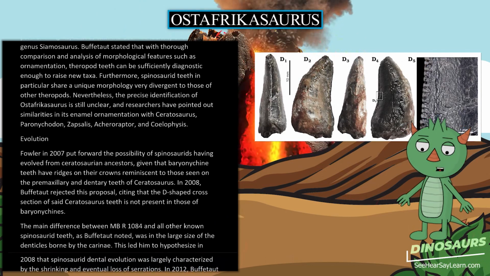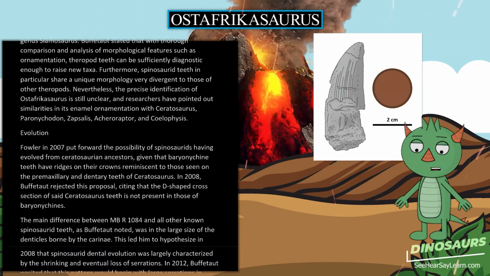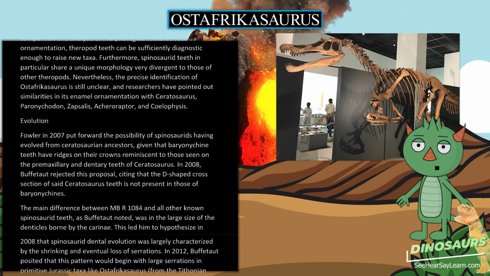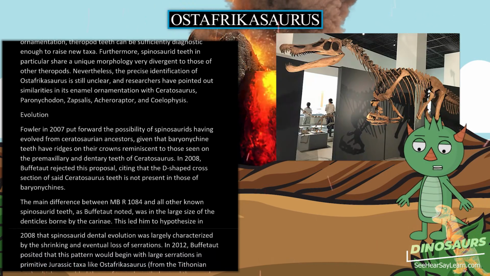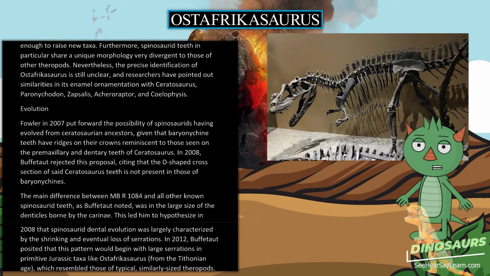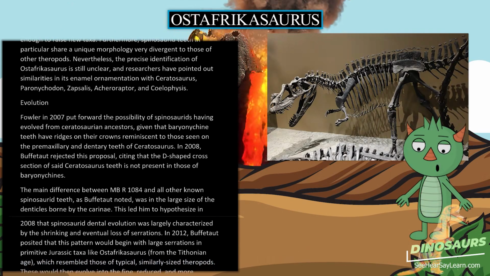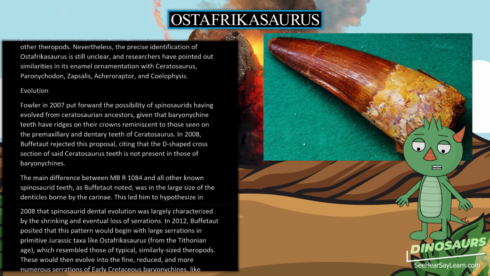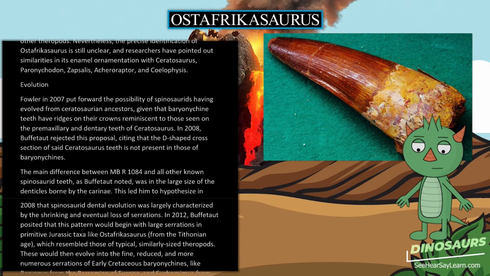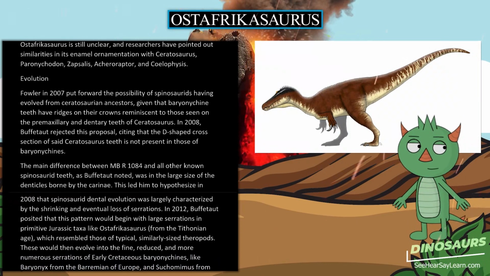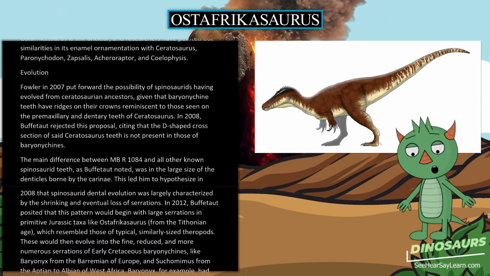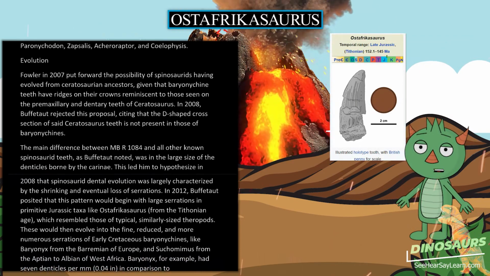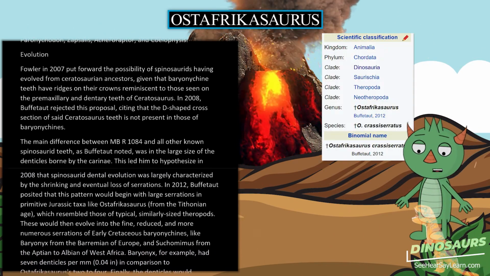Evolution. Fowler in 2007 put forward the possibility of spinosaurids having evolved from ceratosaurian ancestors, given that baryonychine teeth have ridges on their crowns reminiscent to those seen on the premaxillary and dentary teeth of Ceratosaurus. In 2008, Buffetaut rejected this proposal, citing that the D-shaped cross-section of said Ceratosaurus teeth is not present in those of baryonychines. The main difference between MB.R.1084 and all other known spinosaurid teeth, as Buffetaut noted, was in the large size of the denticles borne by the carinae.